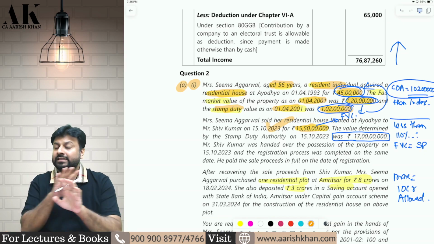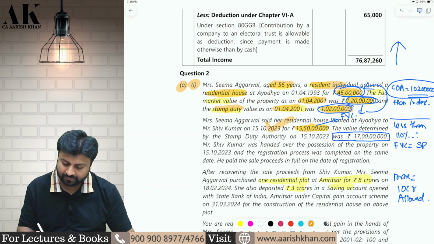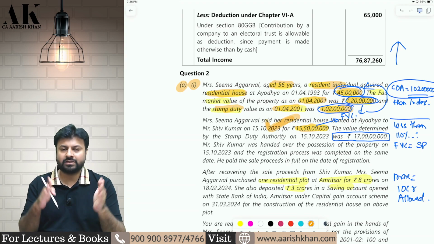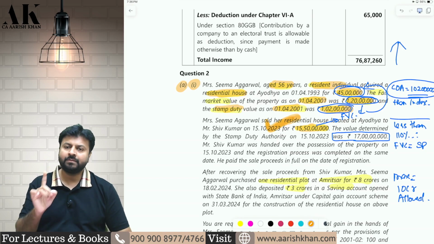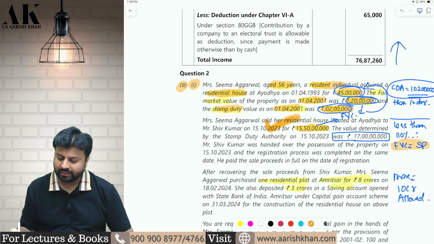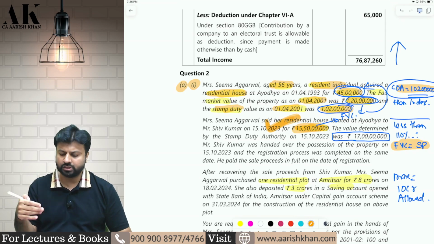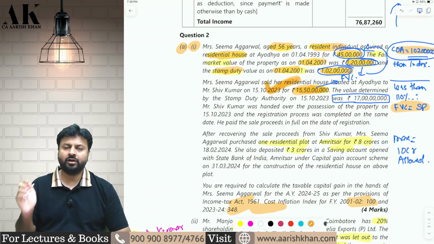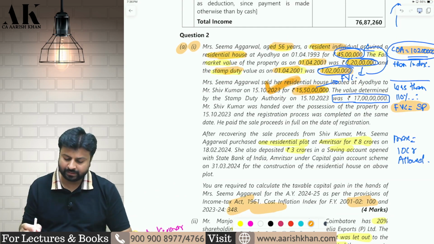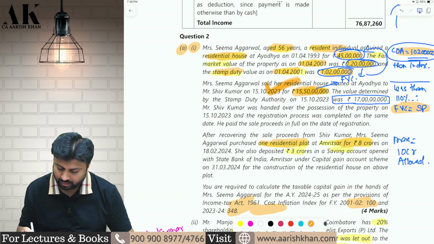In this case, the difference is not more than 110%, or it is up to 110%. Therefore you will take the selling price as your FVC only. So it is very simple. FVC is 15 crore 50 lakhs. Cost of acquisition is 1 crore 2 lakhs into indexation. Do the indexation, multiply by this, divide by this, whatever is the indexation, and then that will be your long-term capital gains.